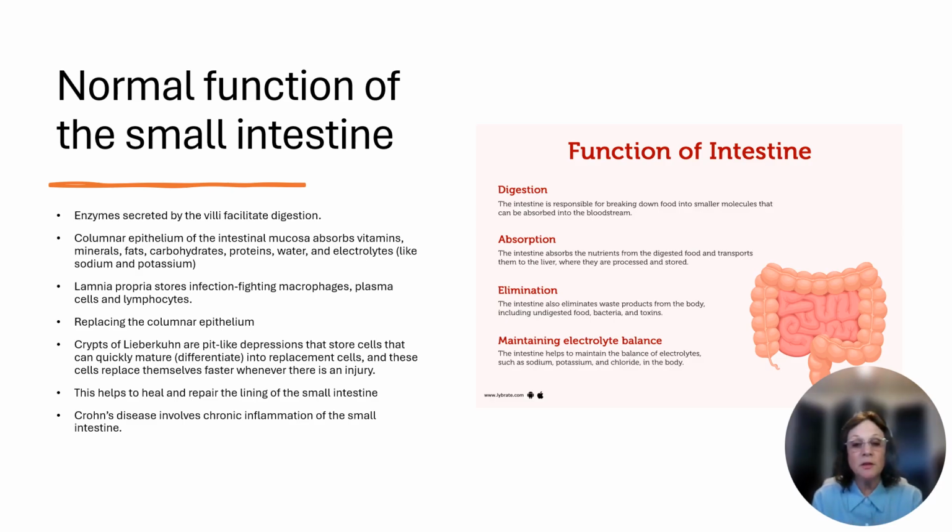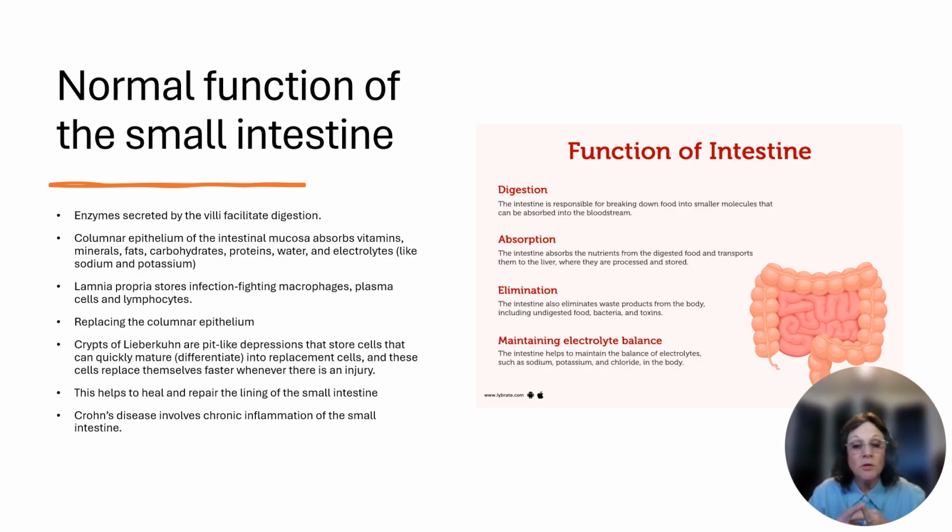So the columnar epithelium of the intestinal mucosa absorbs our vitamins, minerals, fats, carbs, proteins, water, electrolytes like sodium and potassium. The lamina propria stores infection-fighting macrophages, plasma cells, and lymphocytes, which is why there's a huge tie between the gut and our immune system, okay? And there's also replacing the columnar epithelium that is done by the small intestine.